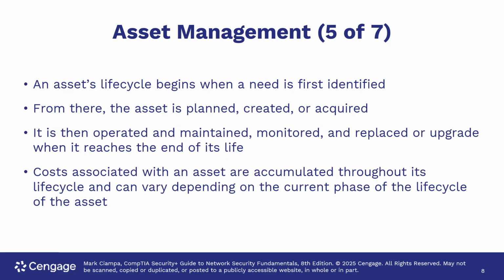An asset's lifecycle begins when a need is first identified. From there, the asset is planned, created, or acquired. It is then operated and maintained, monitored, and replaced or upgraded when it reaches the end of its life. Costs associated with an asset are accumulated throughout its life cycle and can vary depending on the current phase of the life cycle of that asset.